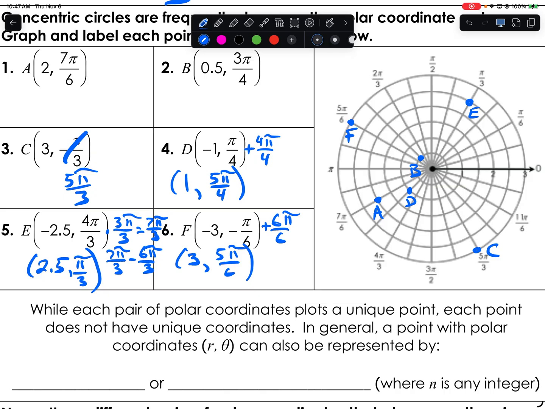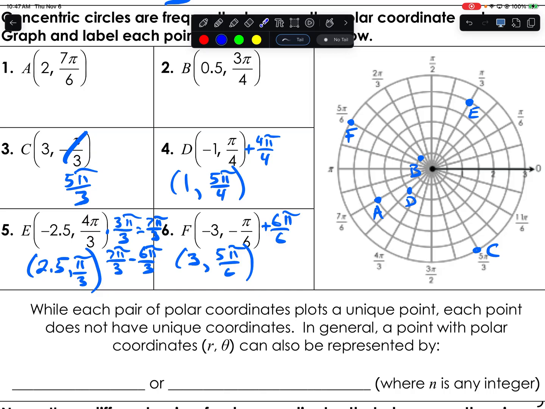Once you're done, you can check. What did we have to add? We had to add 6 pi over 6 right here, right? So negative pi over 6 plus 6 pi over 6 is 5 pi over 6 right here, okay? So 5 pi over 6 is right here. And it gets more challenging from there, just so you know. It's a lot going on this first section of the polar coordinates.